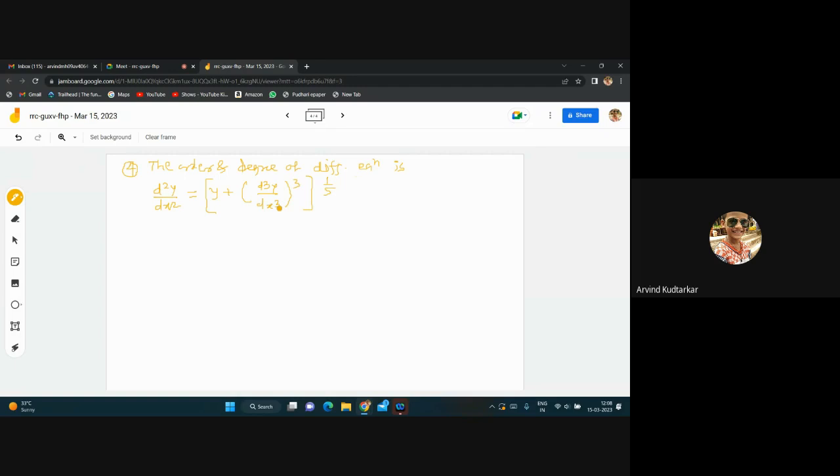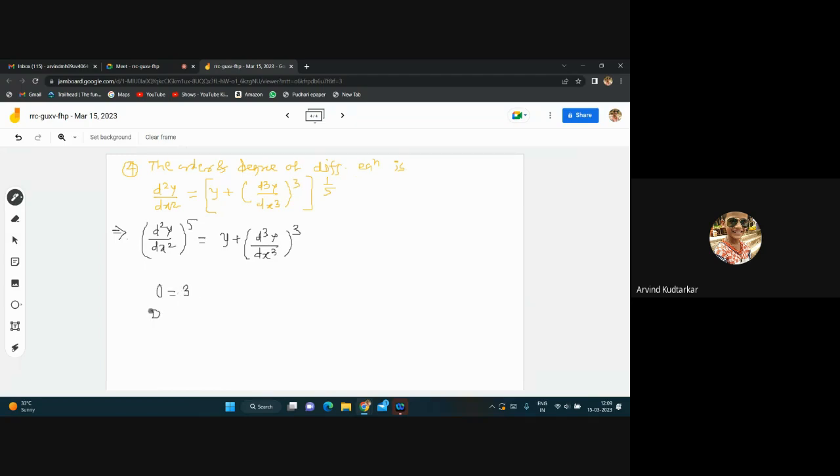So what will it be? d square y by dx square raised to 5 is equal to y plus d cube y by dx cube, raised to 3. Now in this differential equation, which is the highest order? The order of a differential equation is the order of the highest derivative. The highest derivative here is d square and d cube, so the order of the differential equation is 3.